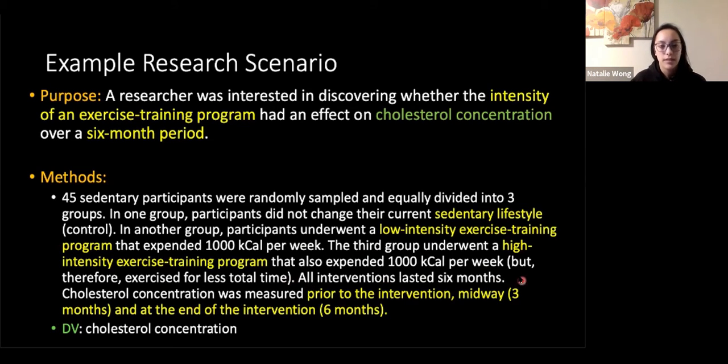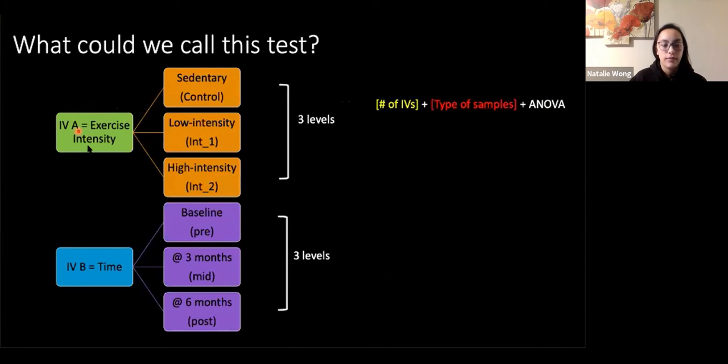All interventions lasted for 6 months, and cholesterol concentration, which is our dependent variable, was measured prior to the intervention, midway, and at the end of the intervention. So if we kind of split all of this up, we have our between subject independent variable, which is exercise intensity, where we had a control group, which was who stayed sedentary. We had a low intensity group, which will be abbreviated as INT1 in the rest of our output examples. And then the high intensity group, which will be labeled as INT2. Okay, so 3 levels of our exercise intensities.